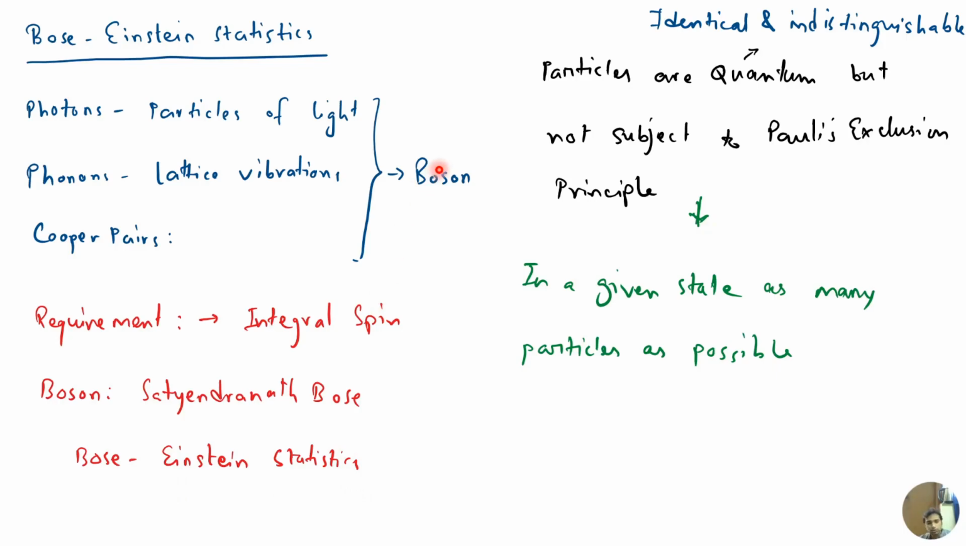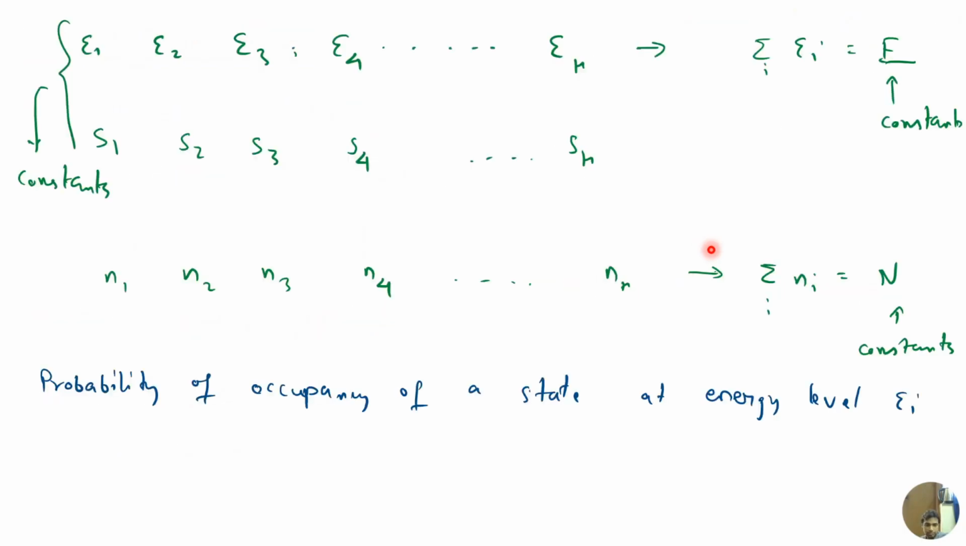So what are these particles? These particles are quantum particles. Quantum particles are identical and indistinguishable particles, but they are not subject to the Pauli exclusion principle. In Fermi-Dirac statistics, they are quantum particles, but they were subject to the Pauli exclusion principle. Here, a particular state can have as many particles as possible in a given state.